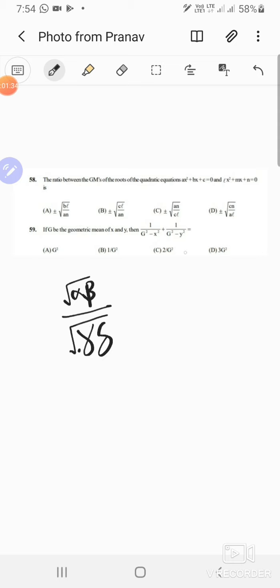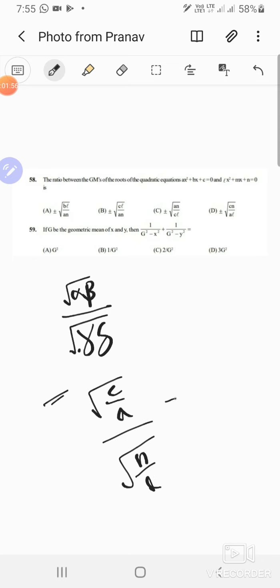Fine. So suppose gamma and delta are the roots of this equation, alpha and beta are the roots of this equation, then the ratio between the GMs is given by this quantity, right? This is the GM of the roots of the first equation. This is the GM of the roots of the second equation. Now I'm going to use that alpha beta is just c upon a, upon the square root of n upon l. That's going to be the square root of c into l upon a into n. Yes, correct.